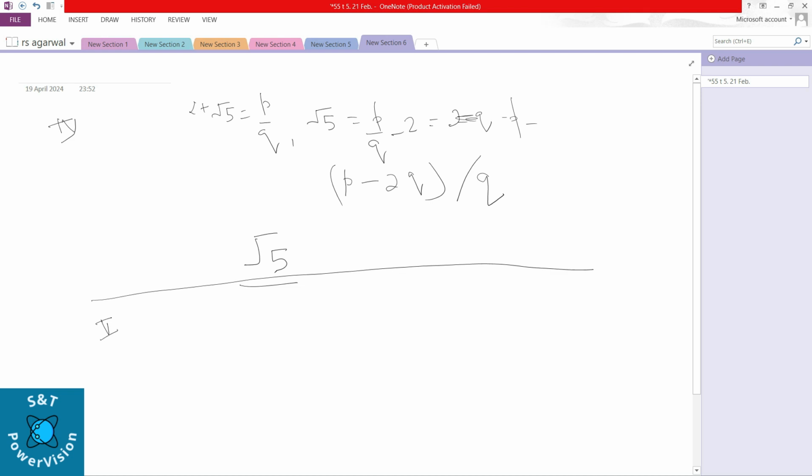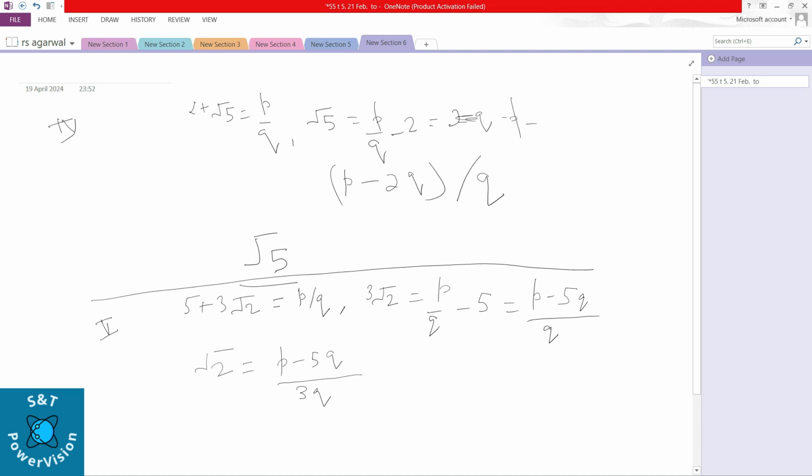Next is 5 plus 3 root 2. We have to show that this is an irrational number, but we'll assume that this is a rational number. So we can say 5 plus 3 root 2 is equal to p by q. So we can say 3 root 2 is equal to p by q minus 5, so (p minus 5q) by q. Simplifying, root 2 is equal to (p minus 5q) by 3q.